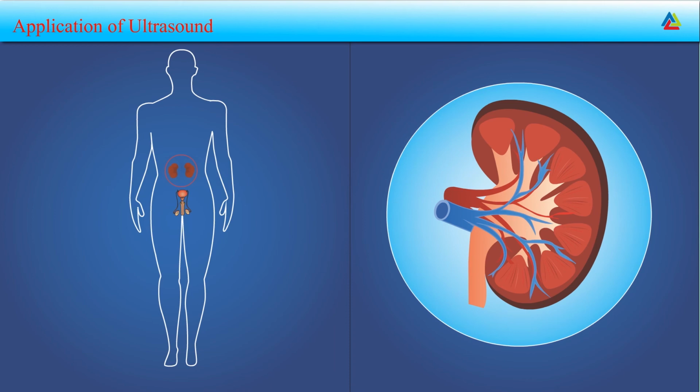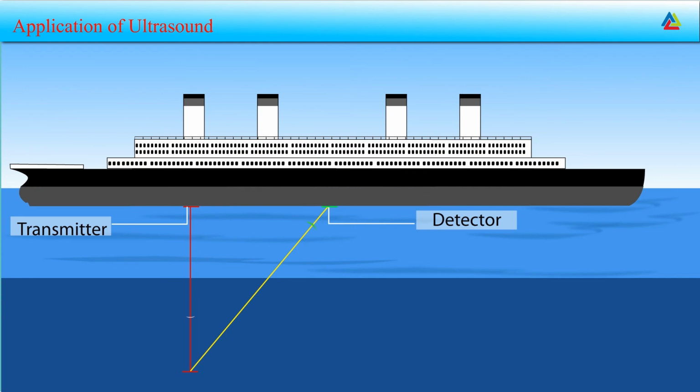Dad, how does a sonar system work using ultrasonic waves? Sonar stands for Sound Navigation and Ranging. Sonar is a device that uses ultrasonic waves to measure the distance, direction, and speed of underwater objects. It consists of a transmitter and a detector. The transmitter produces and transmits ultrasonic waves.